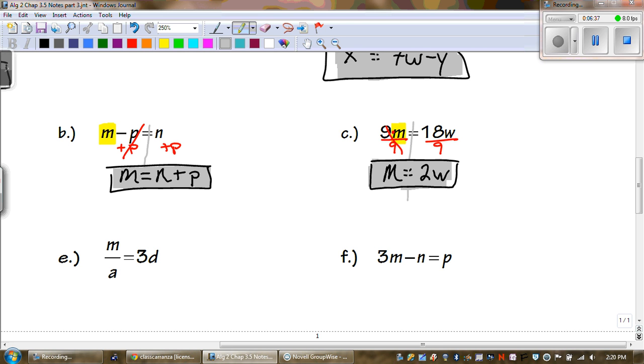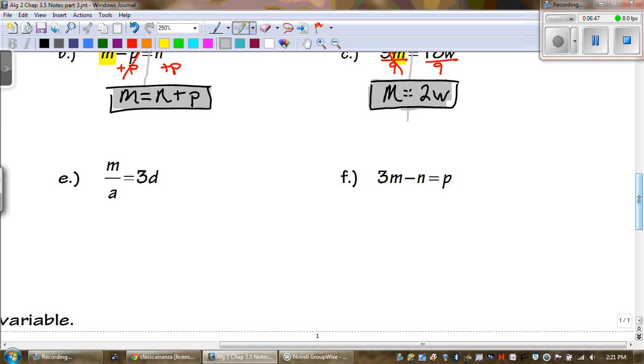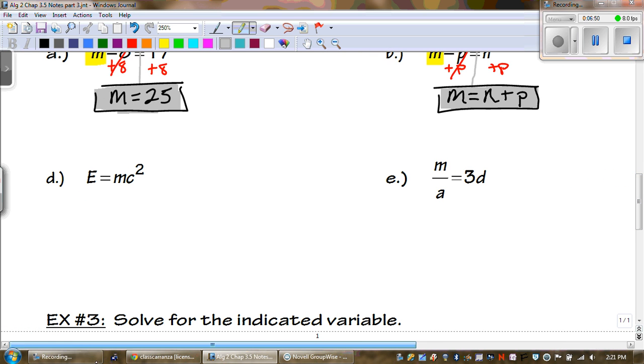Okay. The key thing, guys, SADMAP is the key with multiple variables. We're just following SADMAP. Right now, those ones have only been 2-step. In a second, they're going to get a little bit harder.